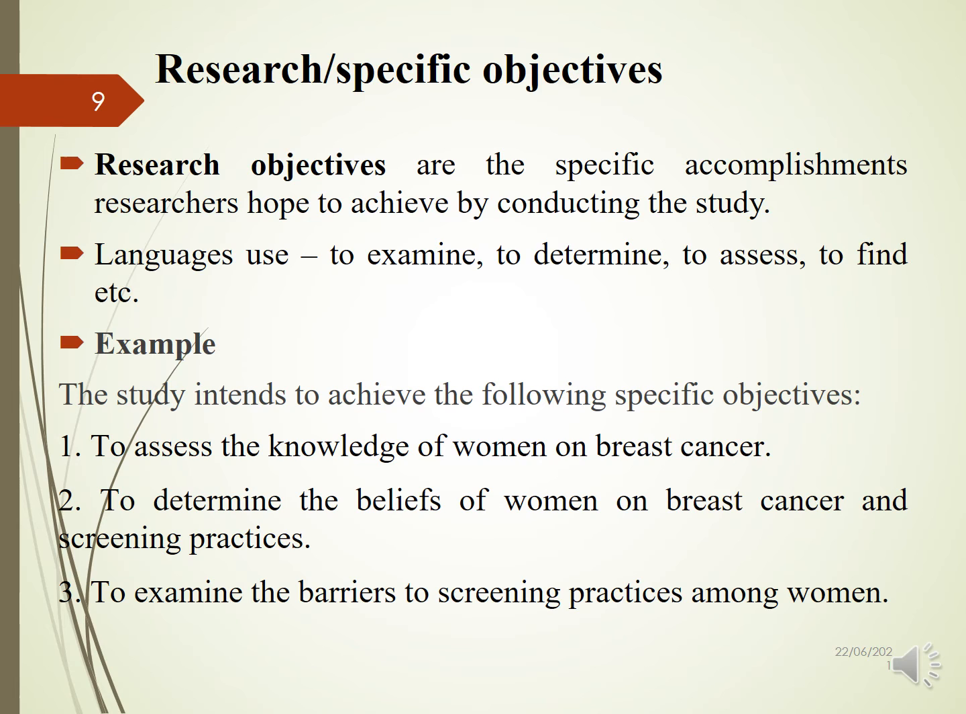And please look at the language that I use, or look at the verbs that I use. To examine, determine, assess, find out, analyze. These are the words we use. We want those action verbs because you can actually determine whether they are achievable or not. If you use verbs like to know, it is difficult to assess what someone knows. So normally we use words like to examine, to determine, to assess, to find out, to analyze, etc.